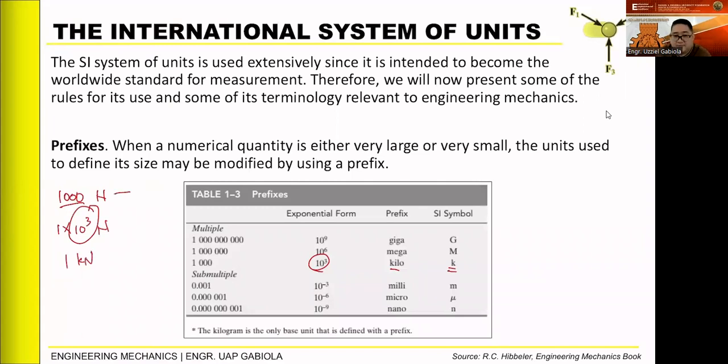Okay? Yun yung ibig sabihin niya. So, halimbawa, meron tayong 250,000 kilonewton. Okay? So, ilang meganewton tayo?